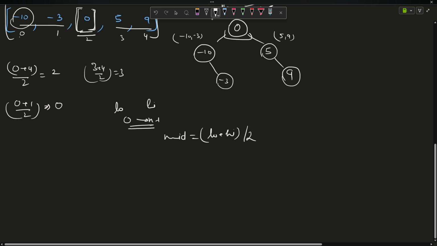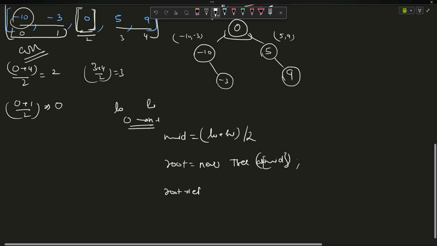Then I created a node for that. That is, root equals new tree node of the value mid. Suppose this is my array, the name of the array is ARR, so ARR mid, right? Now root left is constructed from the part from 0 to mid minus 1. Suppose this is the function f, taking my low, my high, and my ARR. My root left is going to be that function, where low is the same low, but high is mid minus 1. Why? Because this is my mid, and the left part is contained in mid minus 1.